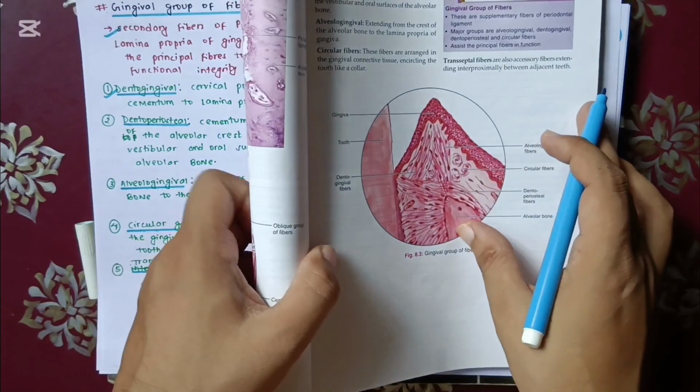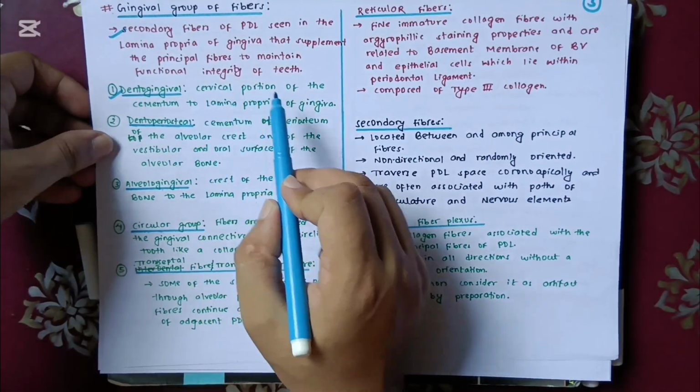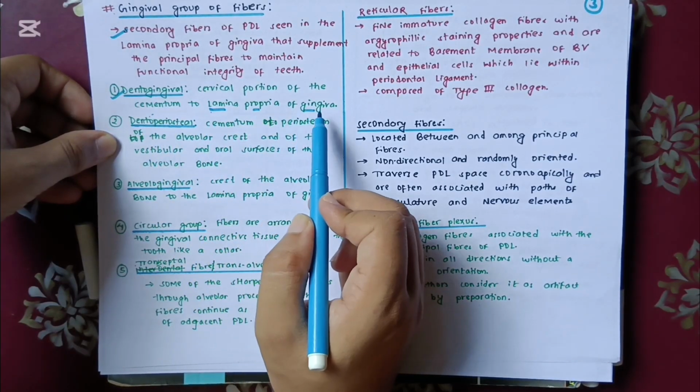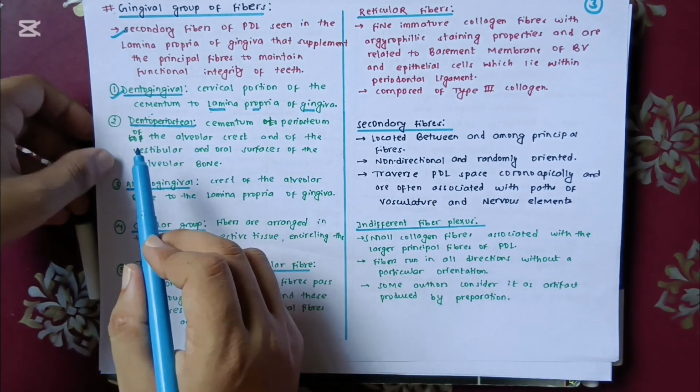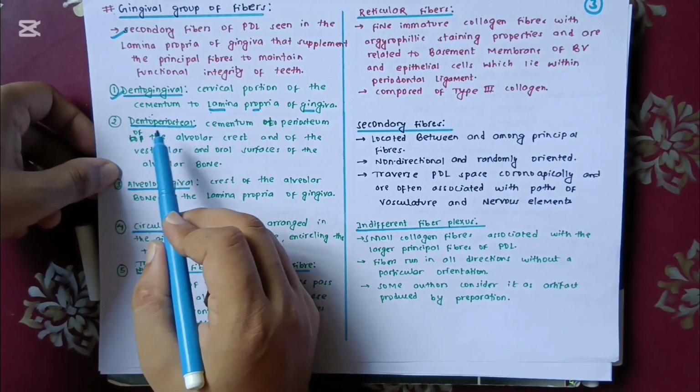Okay, so the name signifies. So you can easily remember this. Dentogingival means the cervical portion of the cementum to the lamina propria of the gingiva. After that, our next gingival group of fiber is the dentoperiosteal, meaning tooth and the alveolar bone.